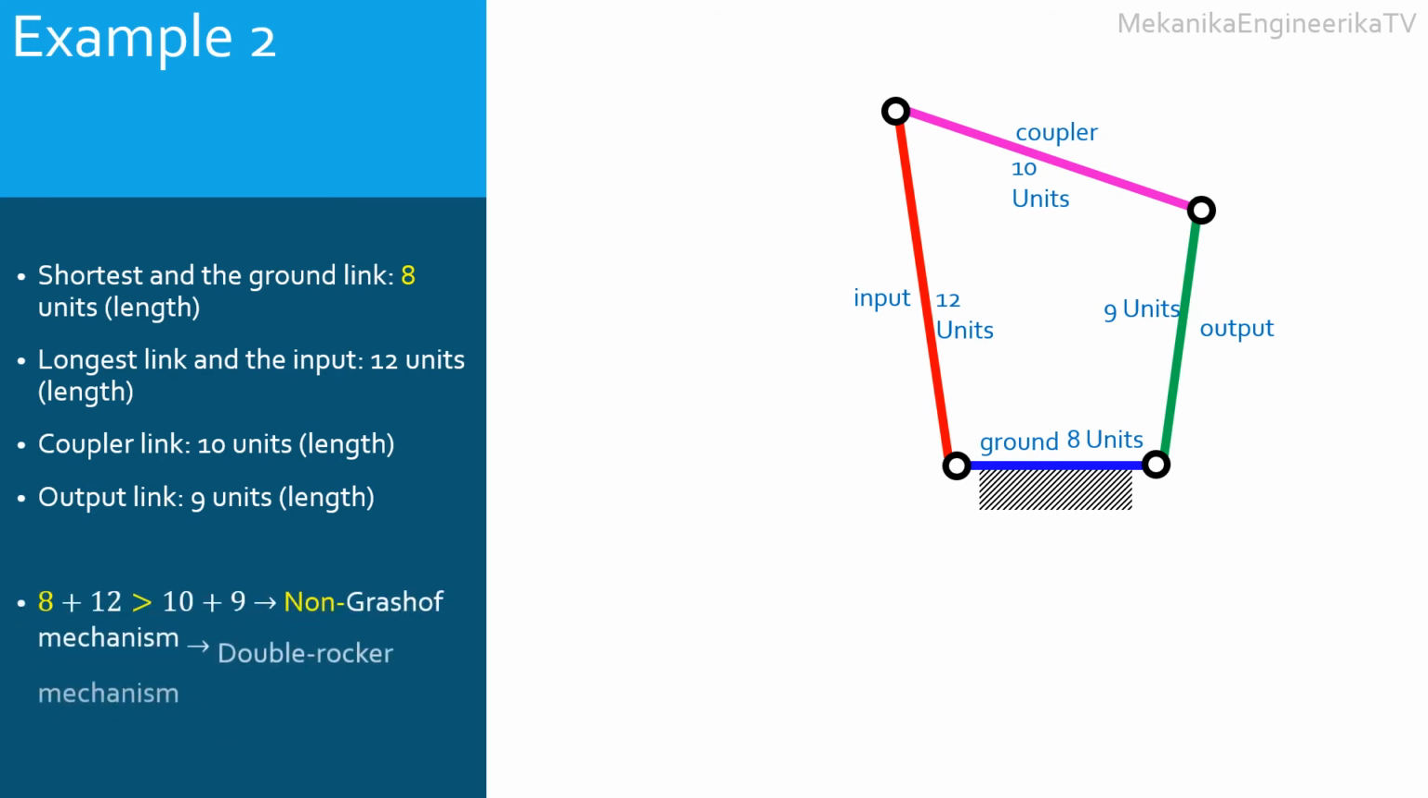Thus, now, the shortest and the longest bar together make 20 units and the other two links together make 19 units. This mechanism breaks the Grashof condition. It is then a non-Grashof mechanism. The green and red links are here rockers. This is a non-Grashof double rocker 4-bar mechanism.